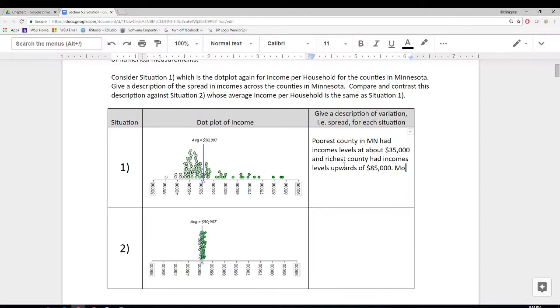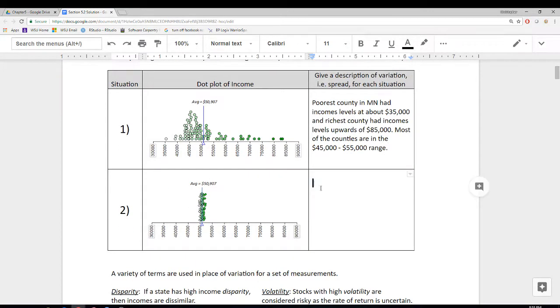Most of the counties are in that 45 or maybe 44 to 54,000 or so, in the 45,000 to 55,000 range. And this plot here, it has the same average, so the average hasn't changed here, but you can see that the points are all much closer together. And that characteristic in the data is the variation in the data, or the spread in the data.